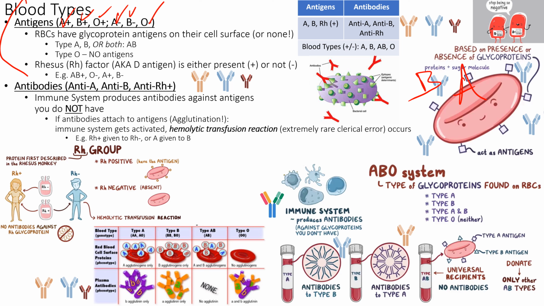So if someone has just the A antigen, they are type A blood. If they have just the B antigen, they're type B blood. AB, they are both, right? They're type AB. They have antigens for A and B on their blood. Okay, and we said O blood has no antigens, right?